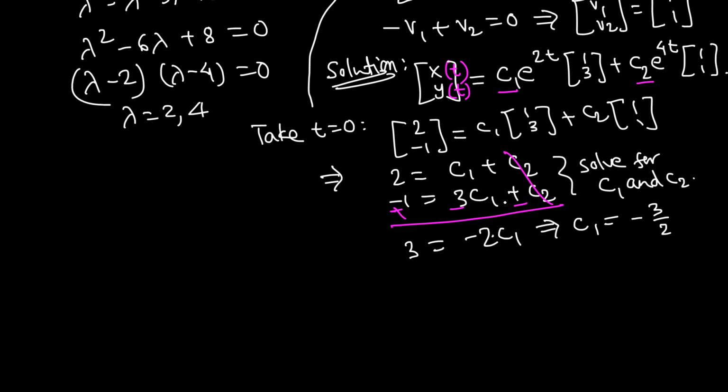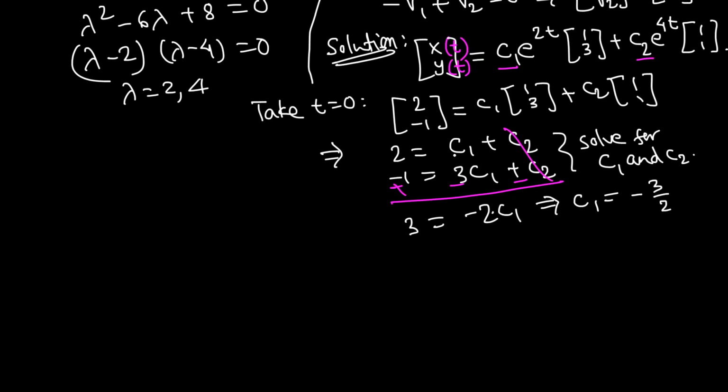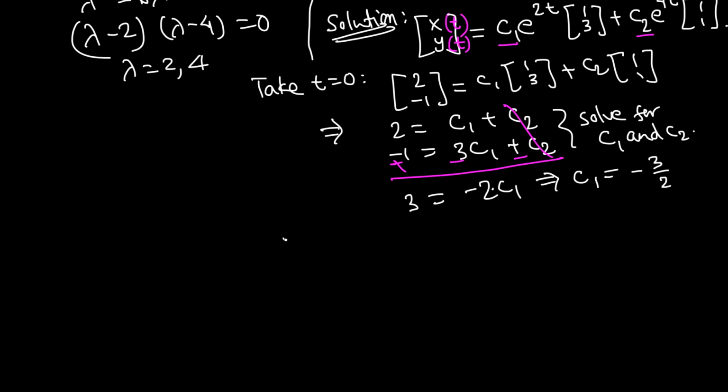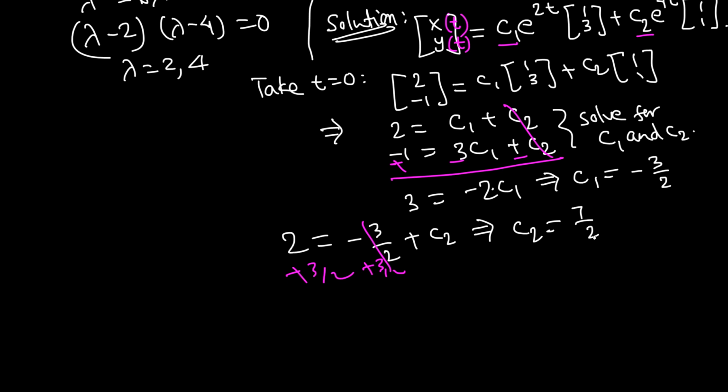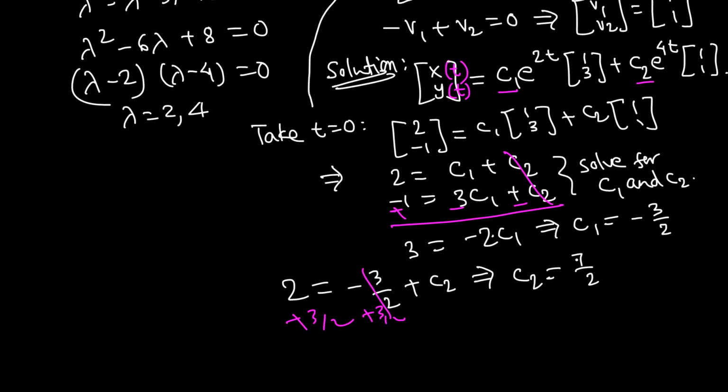Now plug in c1 into one of these two equations to find c2. In the first we have 2 equals c1 plus c2, where c1 is negative 3 halves, so 2 equals negative 3 halves plus c2. Now we can isolate c2: add 3 halves to both sides. Then c2 equals 2 plus 3 halves, which is 4 halves plus 3 halves, 7 halves. Now we have the c1 and c2 values.